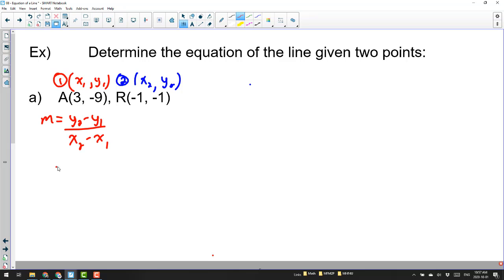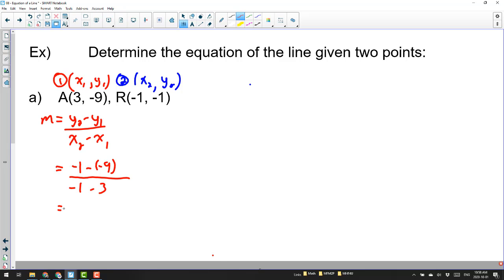So let's plug in those numbers. So y2 is negative 1 minus y1, which is negative 9. Watch all your double negatives. So negative 1 minus negative 9. And then x2 is negative 1 minus 3.